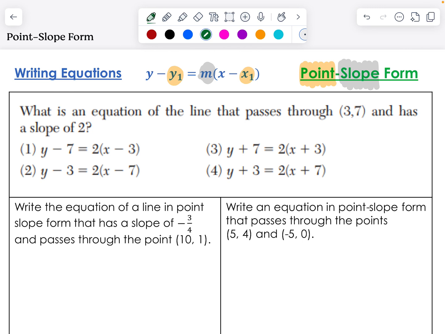So what we need to do is make sure that we know this is our x and this is our y. And so it's going to start off with y minus 7. And so the only answer choice that says y minus 7 is equal to 1. So something you want to take notice of is that all of the slopes have a 2 in the correct spot. So you do know that that is not going to affect which answer choice is being chosen. It's more so about the point.